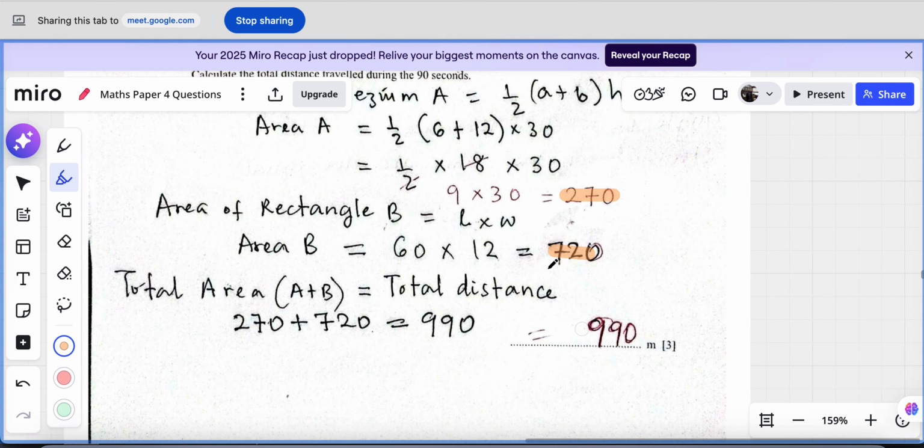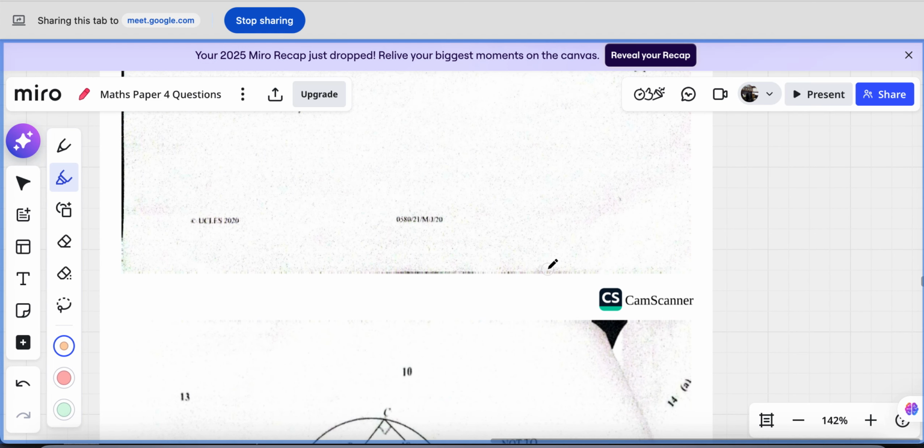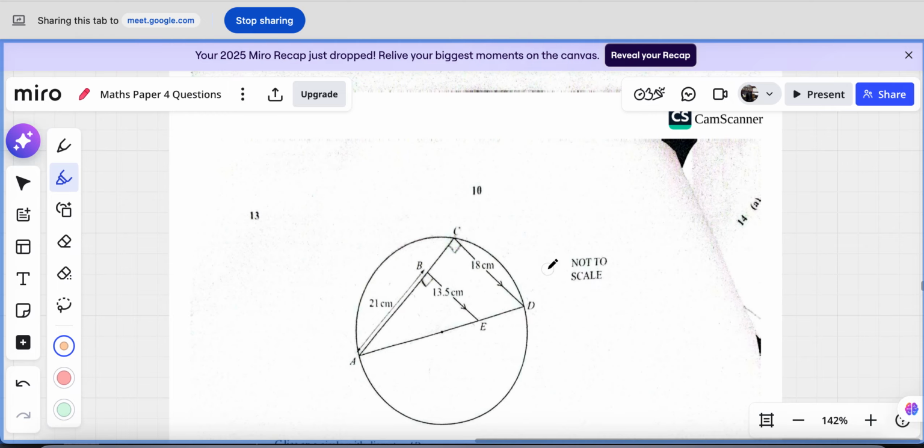So this is how we calculate distance in a speed-time graph. We just calculate the area under the graph, and we get the total distance traveled. Now let's move to the next question, question 13.